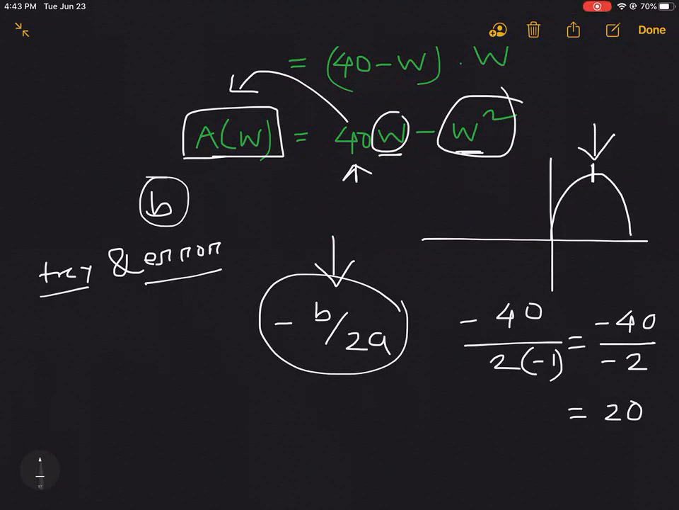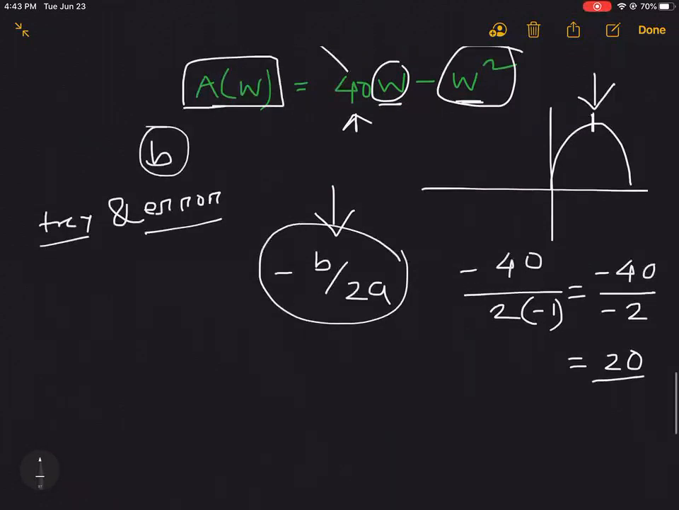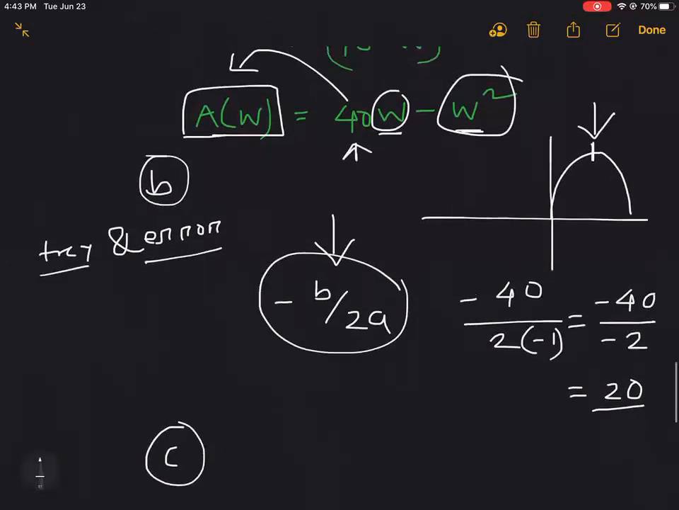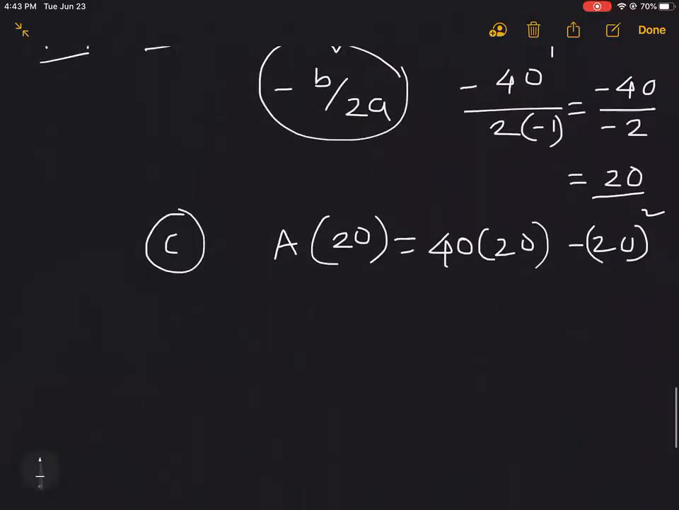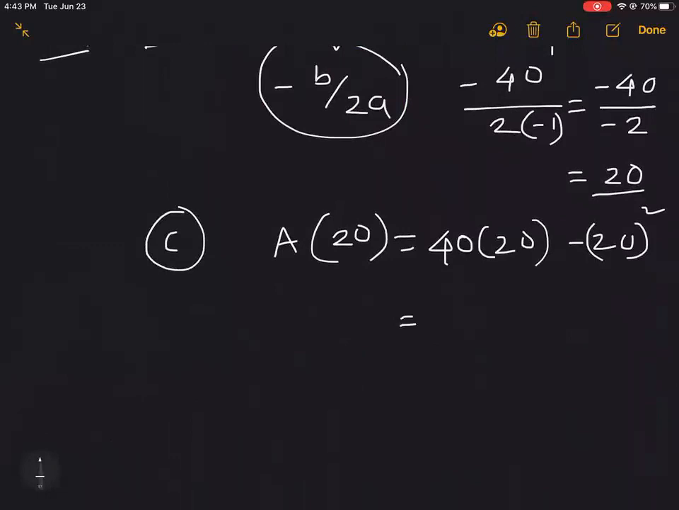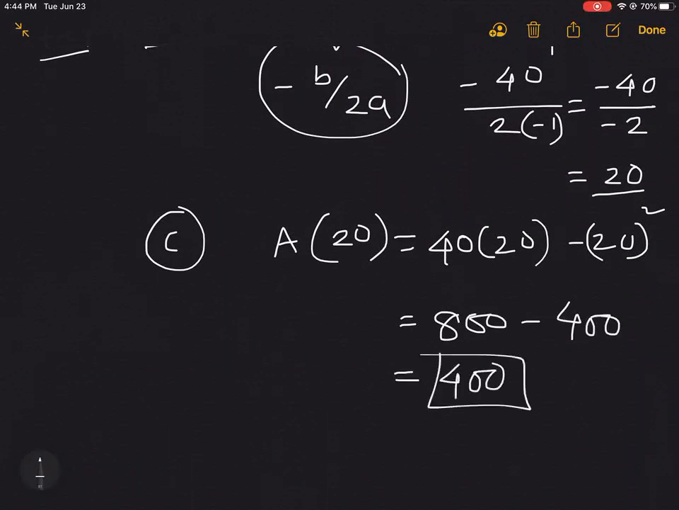Anyway, so we have the value of W. Next, they say find the area, of course. So now we can actually plug it back here. 40 times 20, minus 20 squared. So 40 times 20, I think it's 800, right? 4 times 2, yeah. 20 squared will be 400. So 800 minus 400 is 400. That's the largest area.